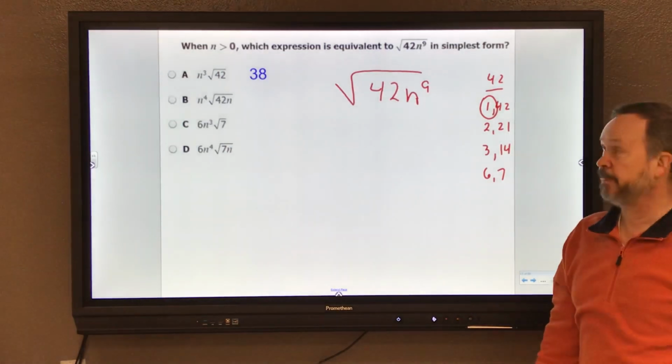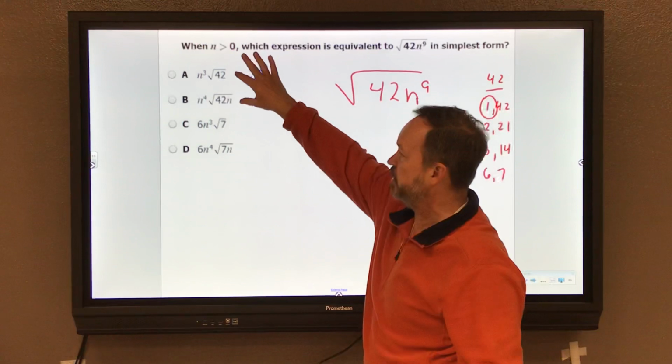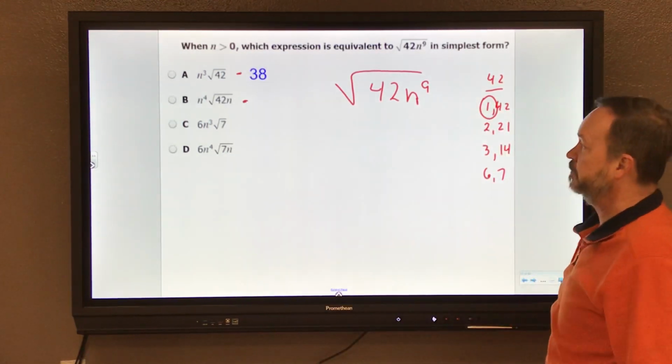There's just not. So the 42 is going to stay in the house, which means it's got to be one of these two here. It has to be one of those two.